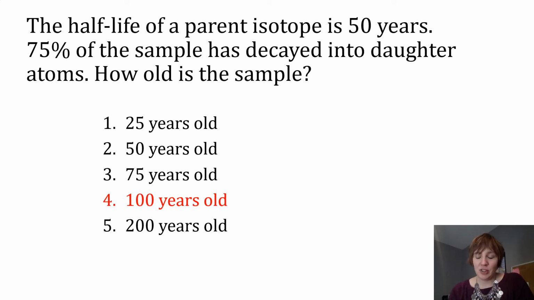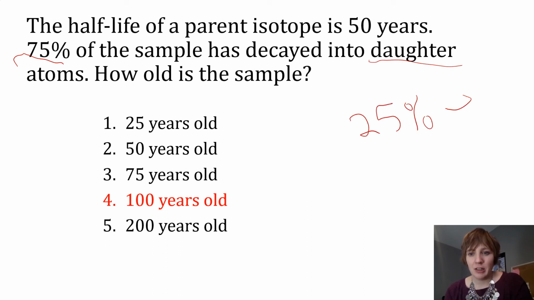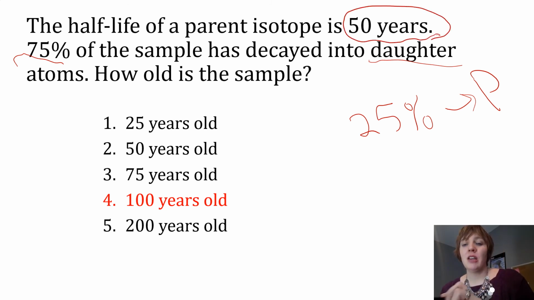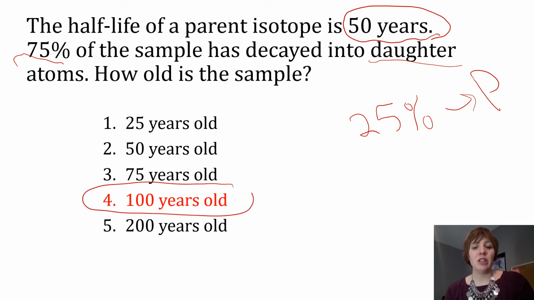This is just like a problem we already did. So this says 75% equals daughter. That means 25% is parent. Okay. And we get to that level after 2 half-lives, right? So 1 half-life, 50% parent, 2 half-lives, 25% parent. So we're talking about 2 half-lives. And then we take the value of the half-life, that's 50 years. We multiply that by the number of half-lives that have passed, which is 2. 50 times 2 gets us 100 years.